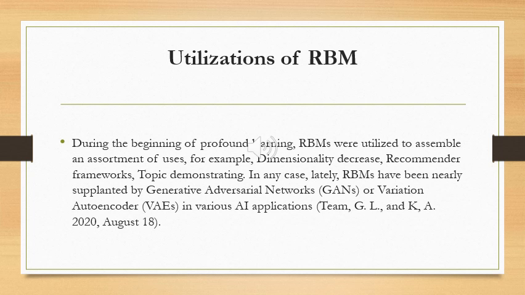So we have uses of the RBM during the beginning of learning. RBMs are also used in an assortment of applications, such as dimensionality reduction, recommender systems, or topic modeling. Lately, RBMs have also been nearly supplanted by generative adversarial networks (GAN) or variational autoencoders (VAE) in various AI applications. That is what I read from a source dated August 18, 2020.